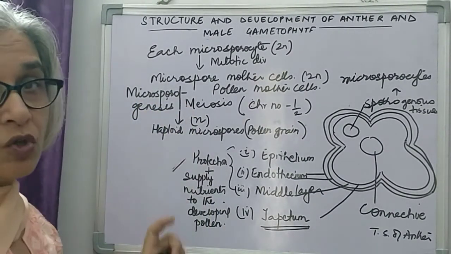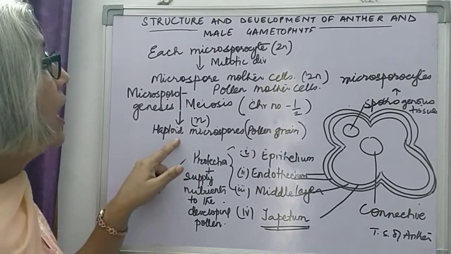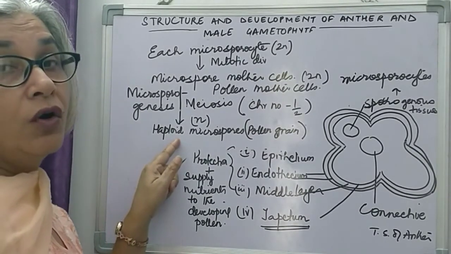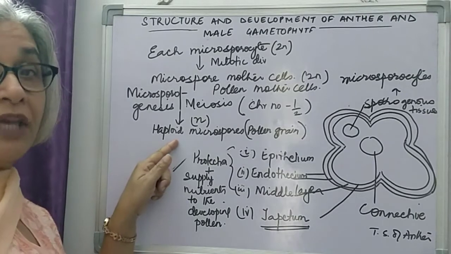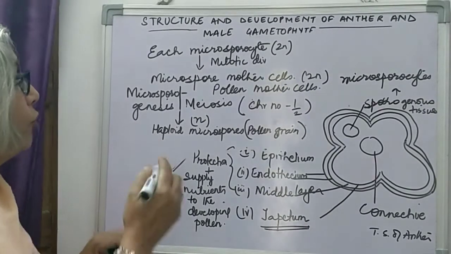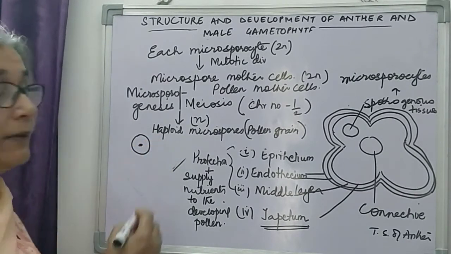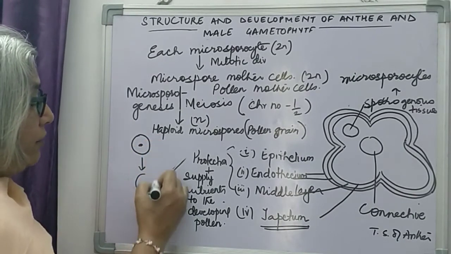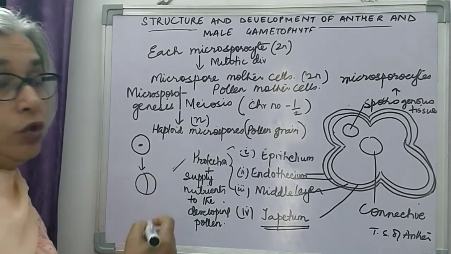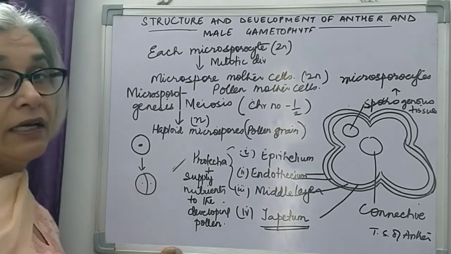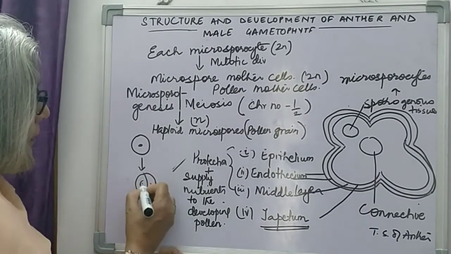So the process is called microsporogenesis, and we get haploid microspores. Actually, 4 of them are formed. Suppose this is the microspore mother cell. First meiotic division, it forms 2 cells. These 2 cells are haploid.